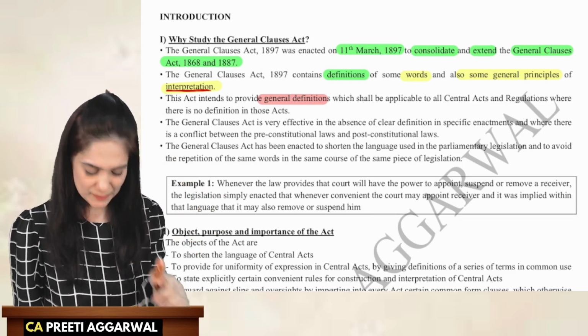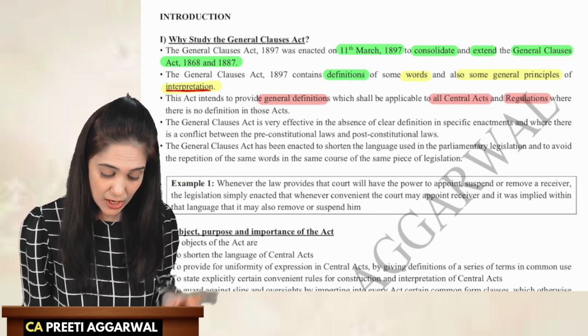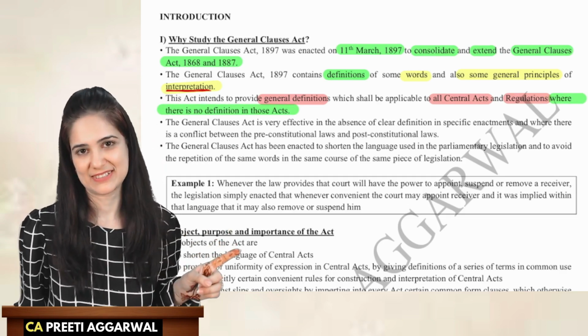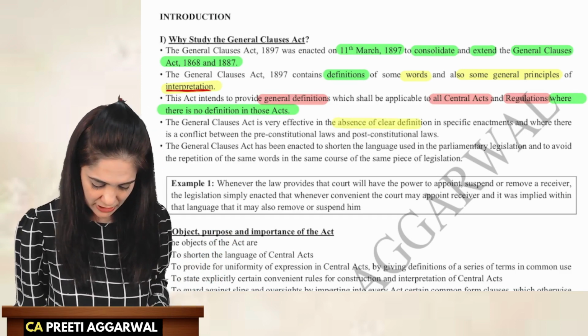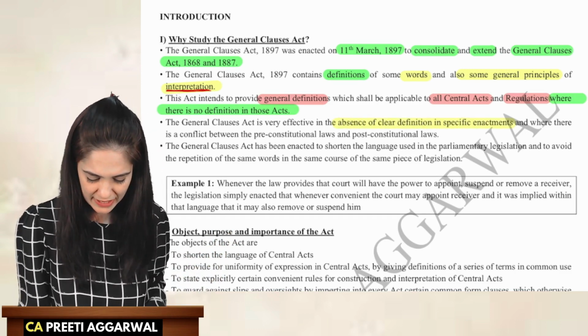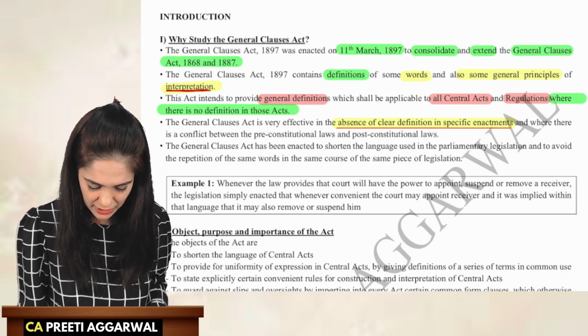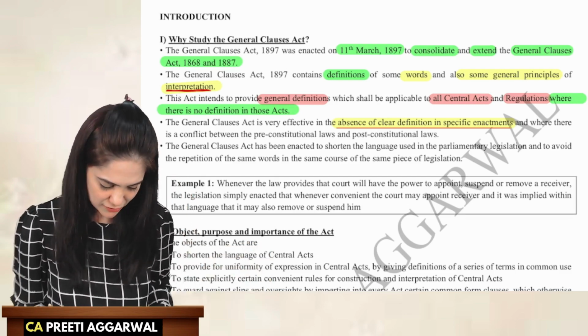General words are defined here, which are applicable to all the central acts and regulations where there is no definition in those acts. It is very effective in absence of a clear definition in a specific enactment. Enactments means act. So if the definition is not given in the act which you are studying, then go and refer to the General Clauses Act.